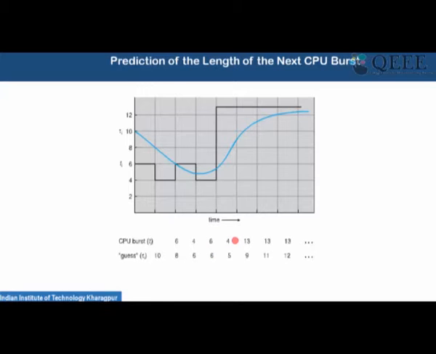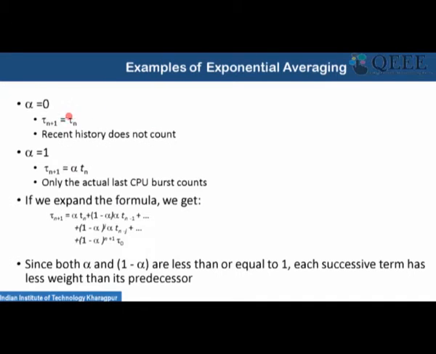Then we see the actual value is 4. So again it is half of 6, that is 3, plus half of 4, that is 2, so 3 plus 2 is 5. And that way we estimate the CPU burst at consecutive rounds, based on what we estimated previously and what we observed. Now in this exponential averaging, if you set alpha equal to 0, we are not counting the recent history; the complete weight is given to the estimation. Similarly, if you take alpha equal to 1, you actually consider only the last CPU burst.